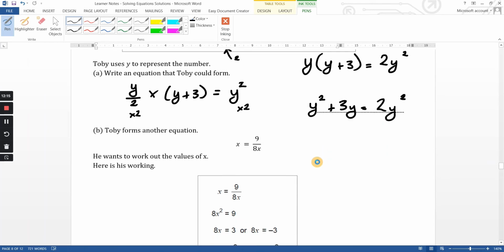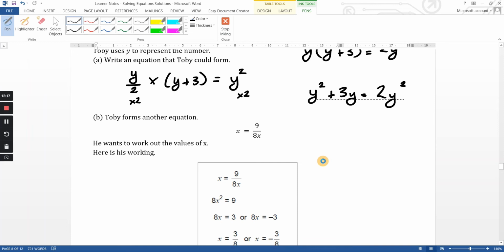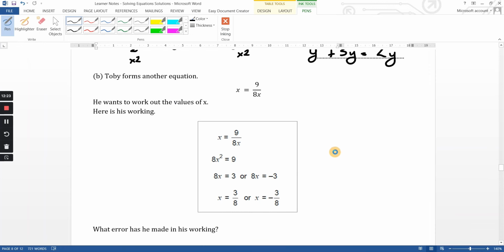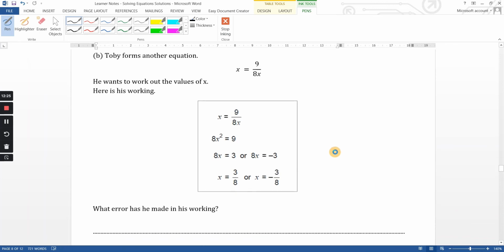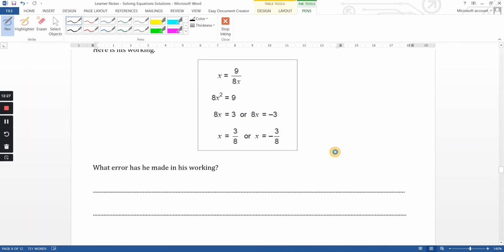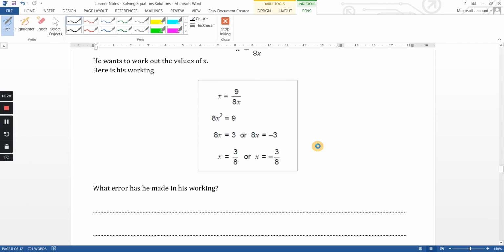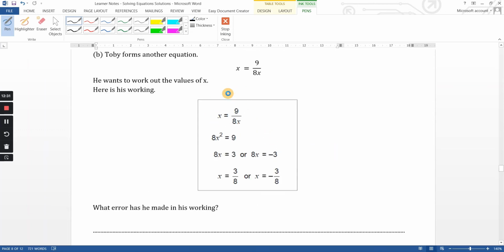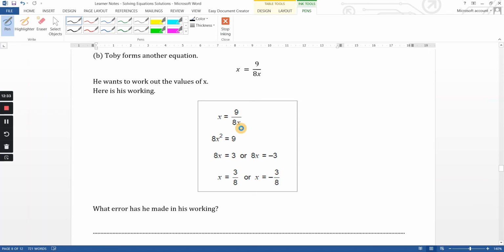Let's move on. Part B says Toby forms another equation: x equals 9 over 8x. He wants to work out the value of x. Here is his working. What error has he made in his working? Right, so this was the equation. So he's multiplied by 8x to both sides. That looks right. Then, oh, what's he done here?